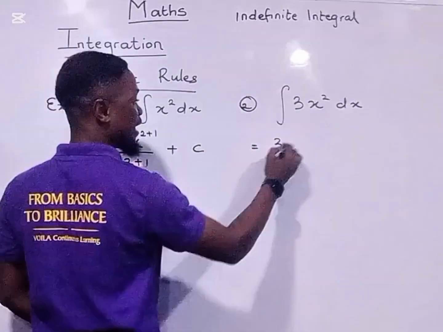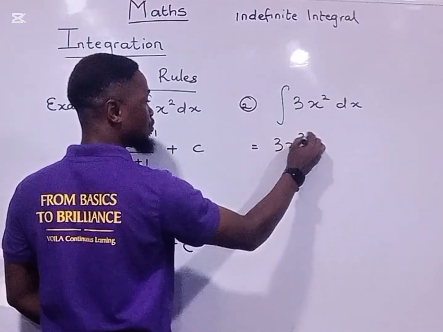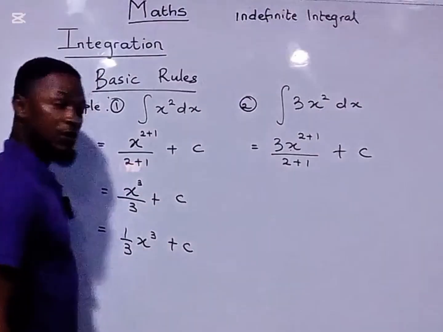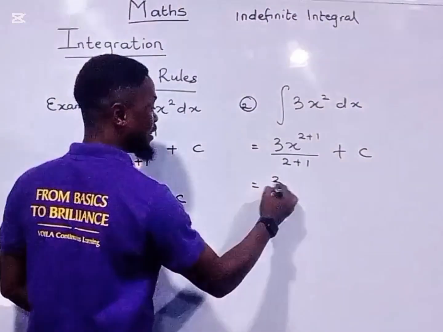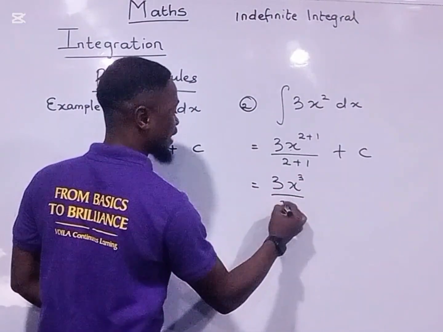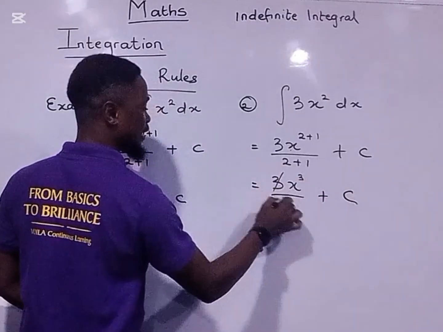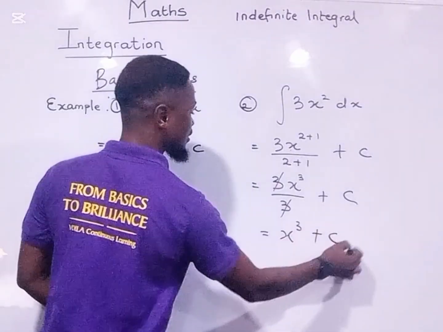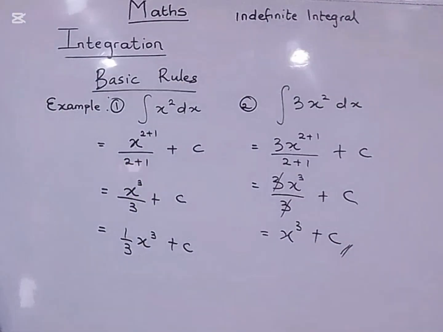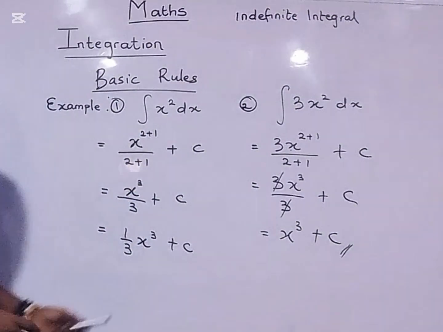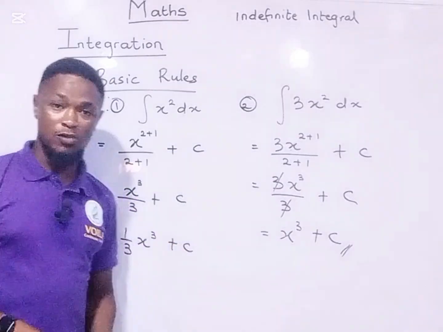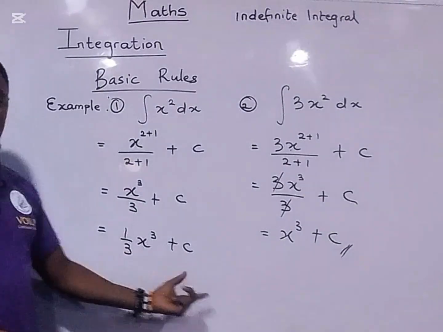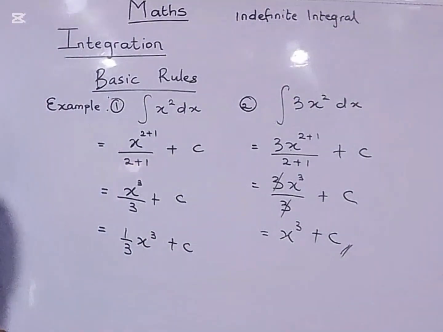Okay, so let's do this. This is 3x. What do we do to the power? 2 plus 1 all over 2 plus 1 plus c. So this becomes 3x raised to the power of 3 over 3 plus c. 3 can easily cancel 3, so your answer is x raised to the power of 3 plus c. Maybe in one other video, I'm going to show you why we always put plus c. But for now, just know that when you are integrating any function, you always put plus c at the back of the answer.